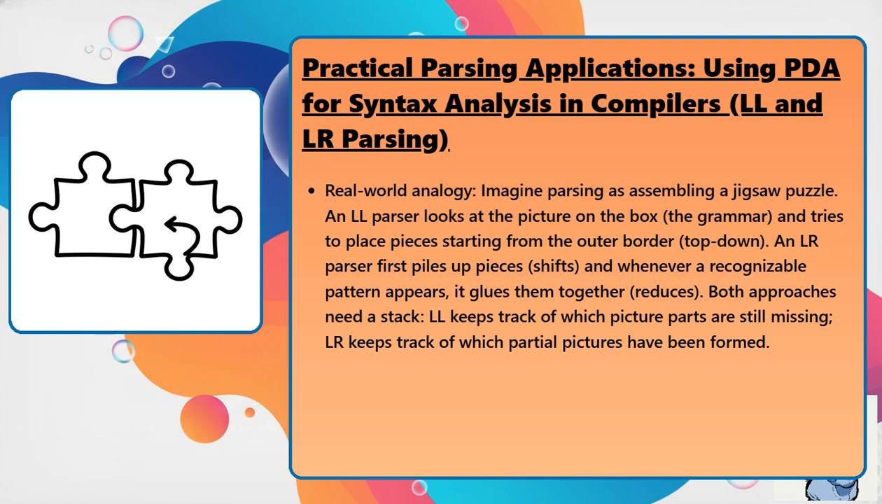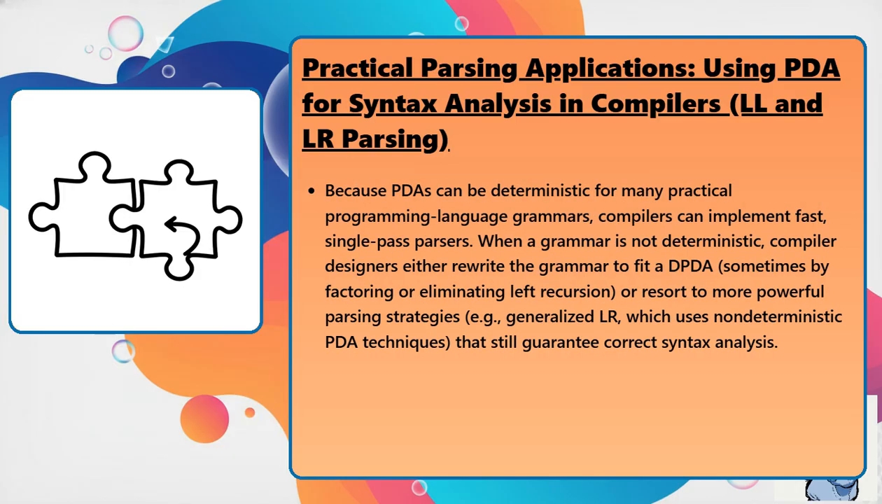Real-world analogy: imagine parsing as assembling a jigsaw puzzle. An LL parser looks at the picture on the box, the grammar, and tries to place pieces starting from the outer border, which is top-down. An LR parser first piles up pieces, shifting them, and whenever a recognizable pattern appears, it glues them together, reducing. Both approaches need a stack. LL keeps track of which picture parts are still missing, while LR keeps track of which partial pictures have been formed. Because PDAs can be deterministic for many practical programming language grammars, compilers can implement fast single-pass parsers.